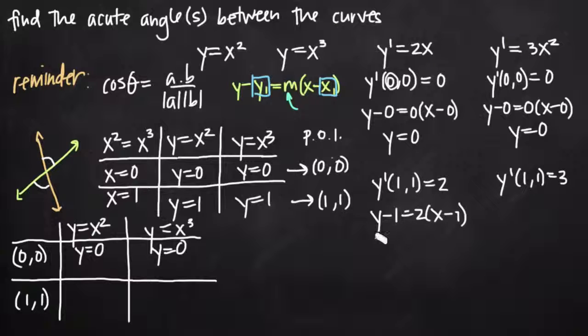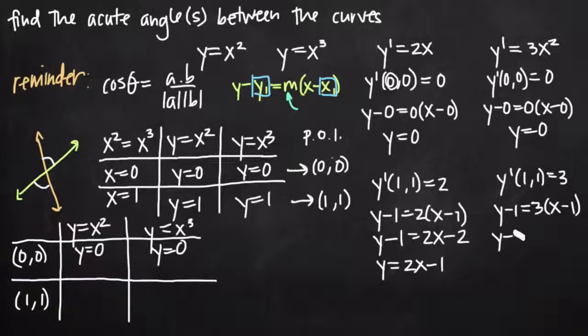And if I simplify that, I get y minus 1 equals 2x minus 2. Adding 1 to both sides, I'll get y is equal to 2x minus 1. If I do the same thing over here, I'm going to get y minus 1 equals 3 times x minus 1. Simplifying, I'll get y minus 1 equals 3x minus 3. And then adding 1 to both sides, I get y equals 3x minus 2.